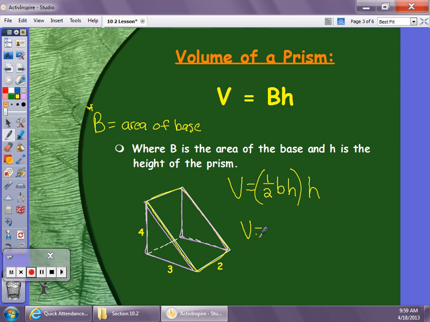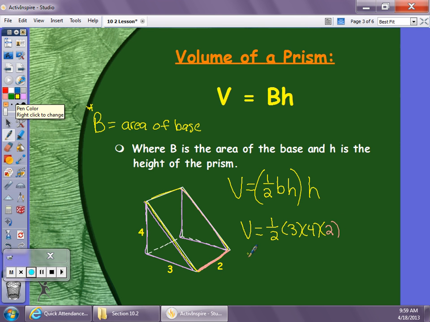So if we go ahead and insert our information, so we're going to take 1/2, remember the base of the triangle times the height of the triangle. So 3 times 4. And h, which is the height of the figure. So remember the height of the figure, which is right here, is going to be perpendicular and it's going to connect the two bases. So in this case, the height of the figure is 2.